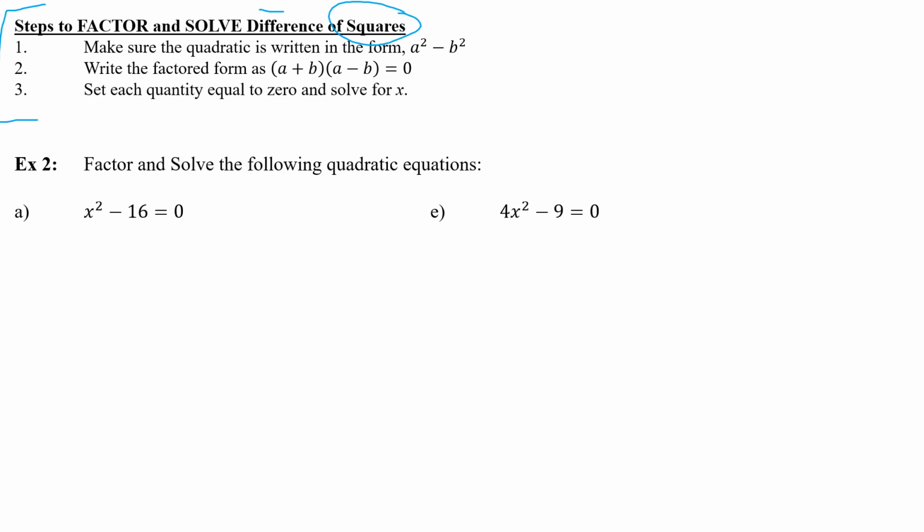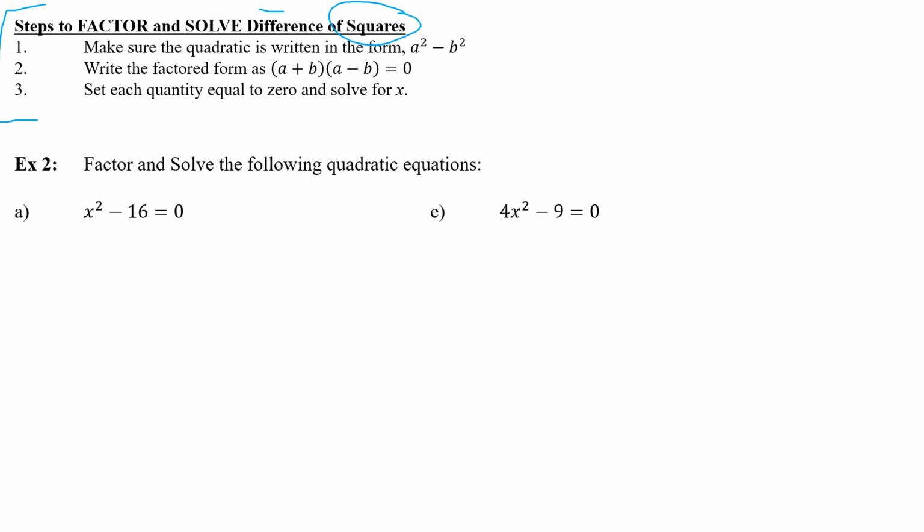Then step 2, write the factor form as (a plus b)(a minus b) is equal to 0. Notice it's almost the same quantity written twice, except for the difference that one is a sum and one is a difference. And then step 3 is the same as before: set each quantity equal to 0 and then solve for x. Alright, so example A, we have x squared minus 16 equals 0.